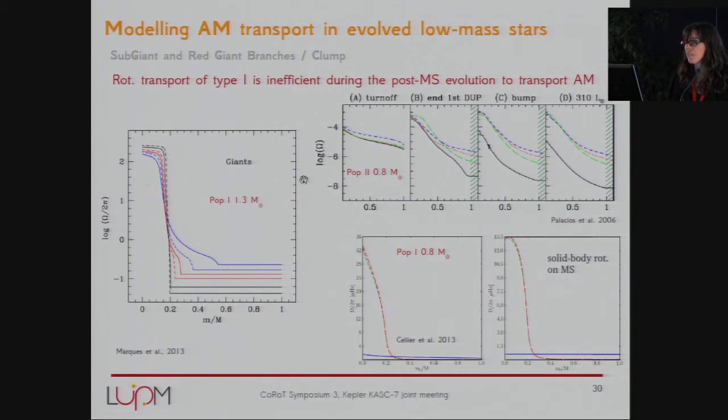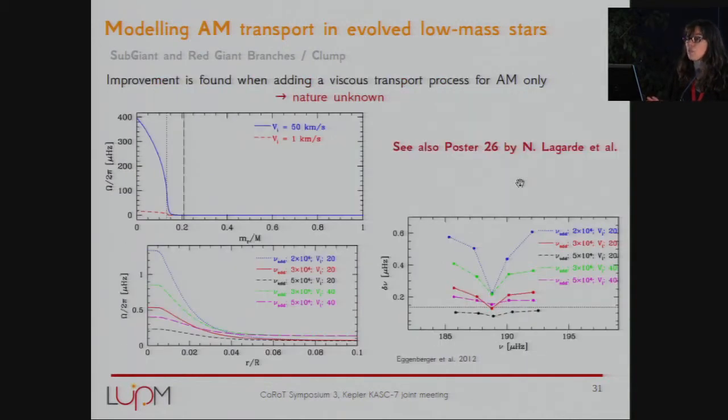Here you have profiles that are obtained with the rotational transport of type 1, meaning only meridional circulation and turbulence, and you see that the contrast between the envelope and the core is of 2 or 3 orders of magnitude, which is completely off compared to what is observed. So we need another mechanism in order to transport angular momentum very efficiently during this red giant branch phase. And this we don't know.